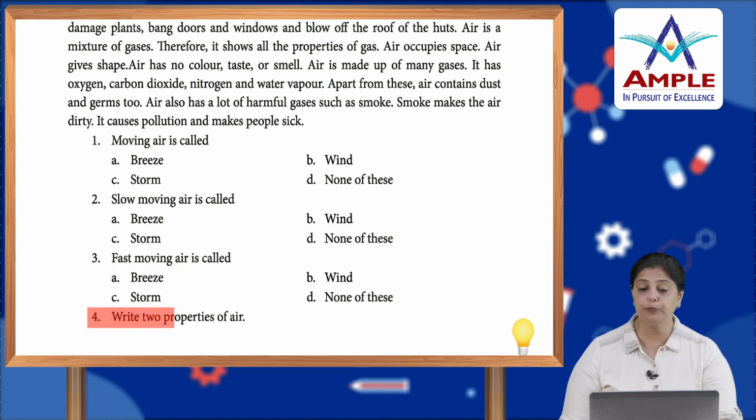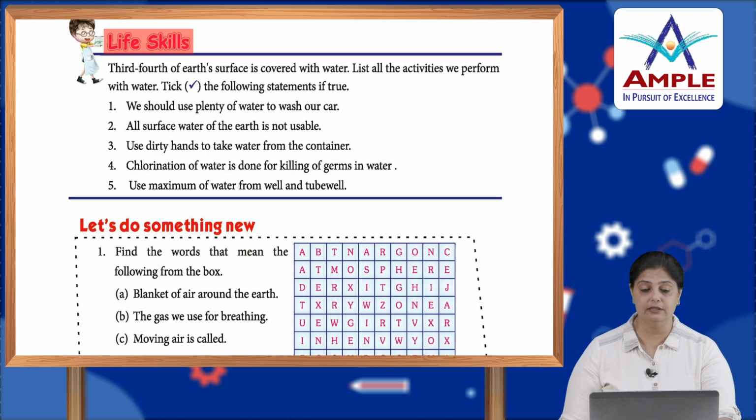Now you have to write two properties of air. Okay, so air occupies space and air gives shape. So these are some of the two properties. Okay, now life skills. 3/4 of Earth's surface is covered with water. List all the activities we perform with water, and you have to tick the following statements if they are true.